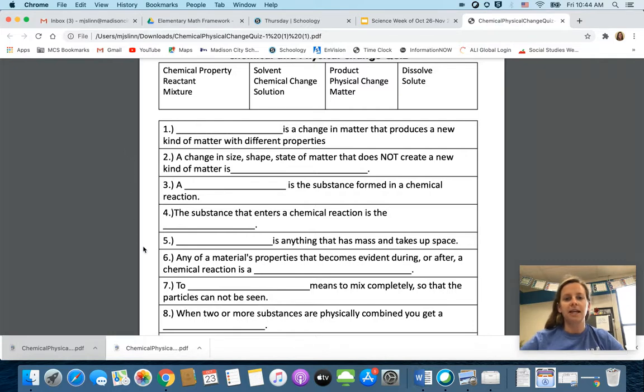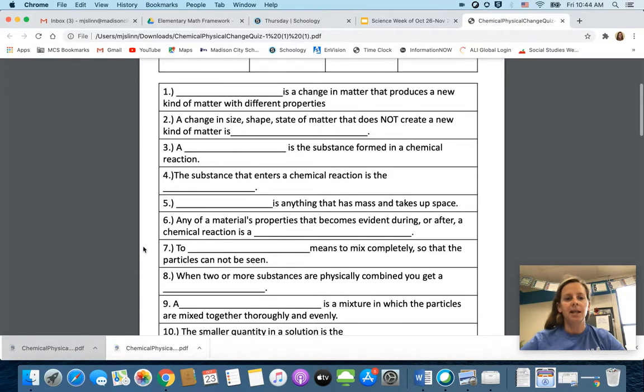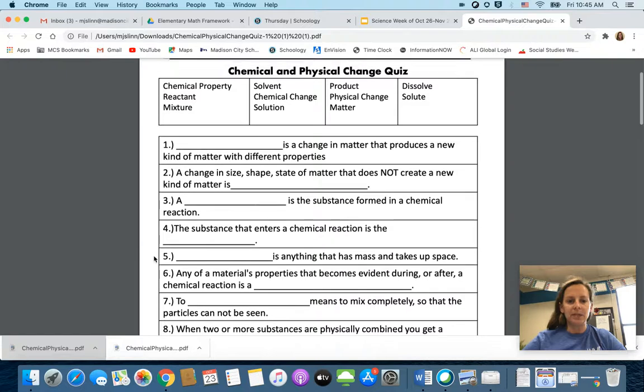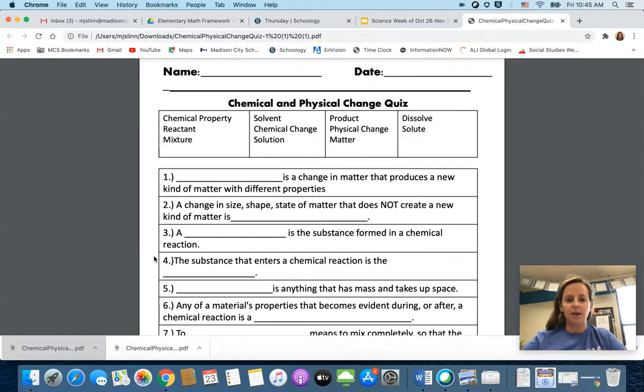Blank is anything that has mass and takes up space. That's easy. We know that's matter. Any of a material's properties that become evident during or after a chemical reaction. Okay, let's think. Any of a material's properties that become evident, meaning that we can then see and observe, during or after a chemical reaction. I would call those chemical properties.